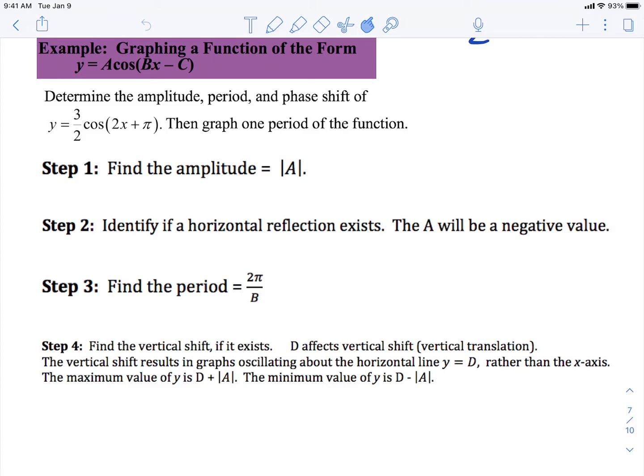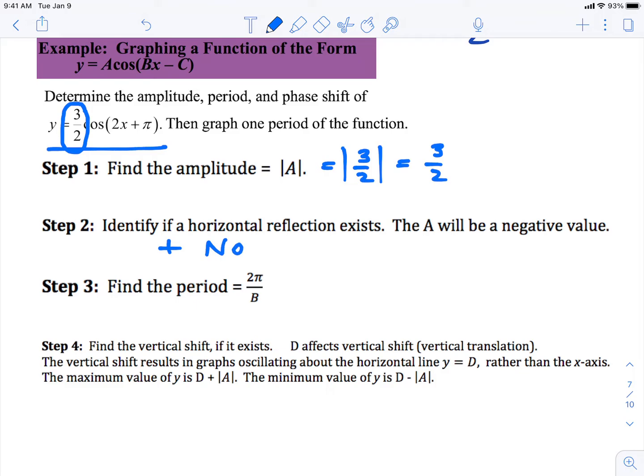All right, we're going to graph this cosine function. So we have the equation, and first step is to find the amplitude. So we'll identify the a, or we'll take the absolute value of that a. So the absolute value of 3/2 is 3/2. Then we'll identify if there's a horizontal reflection, if that a is negative. And this a is positive, so we do not have a horizontal reflection.